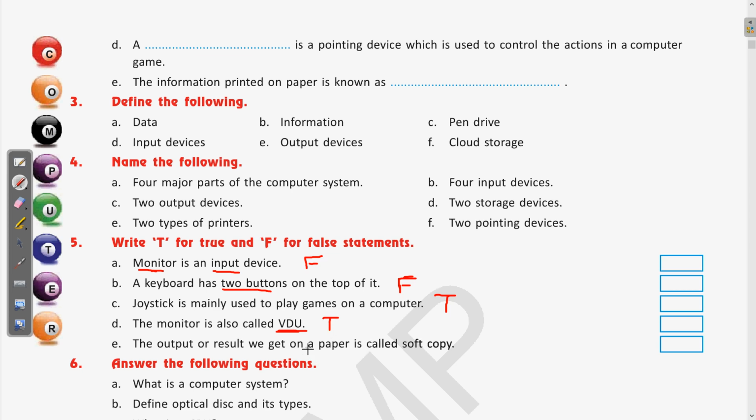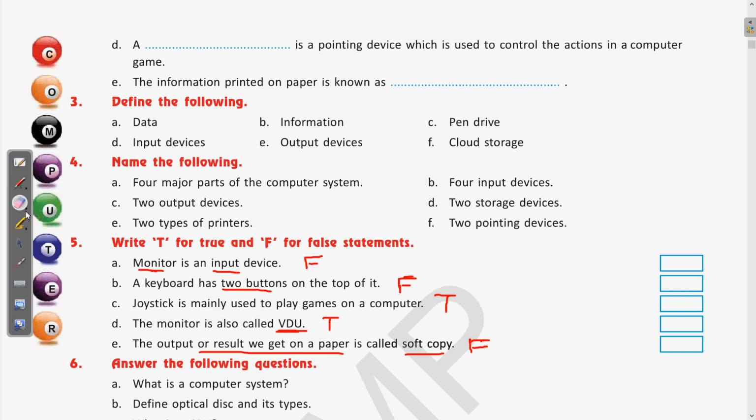Next, the output or result we get on a paper is called soft copy. Is it correct? The output or result we get on a paper, I don't think so. That is called hard copy. Here it is written soft copy, so this answer is false. Clear? I hope this is very easy to do and most of you have done these questions also. So we have done the name the following and true and false questions.